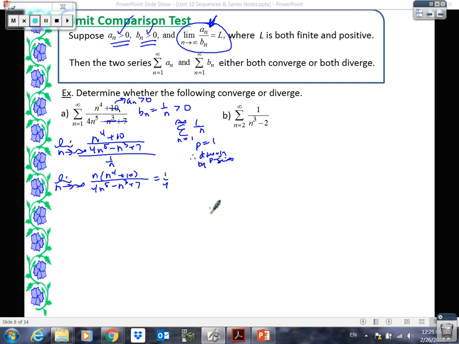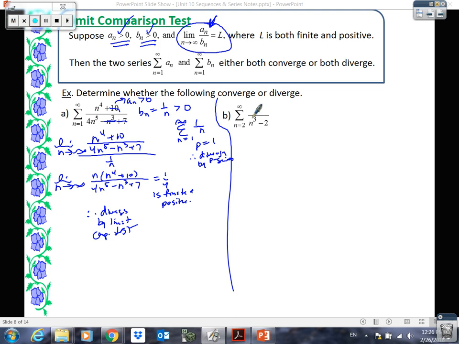And 1/4, we're still reciting the test. 1/4 is finite and positive. We write that down. 1/4 is finite and positive. Therefore, they're going to go hand in hand, right? Since our comparison series diverged, the other one is going to diverge. So therefore, diverges by limit comparison test. And there's our first limit comparison test. Okay? Let's do our second and last one.